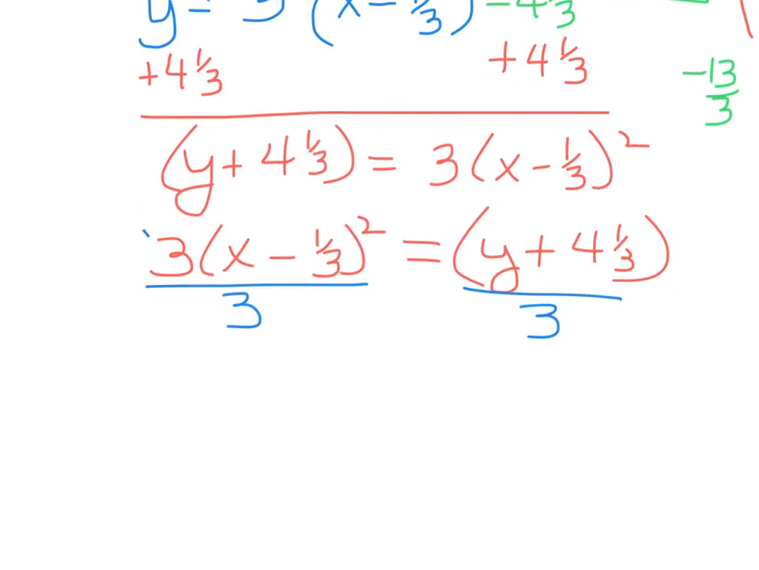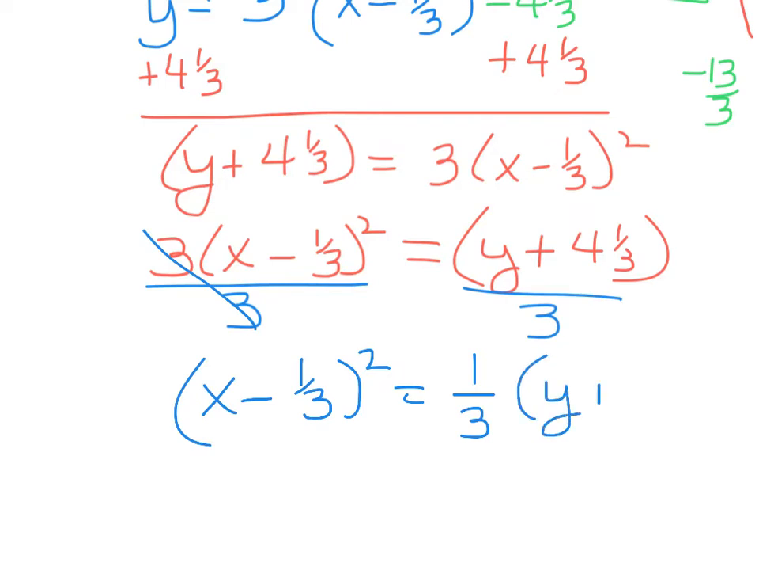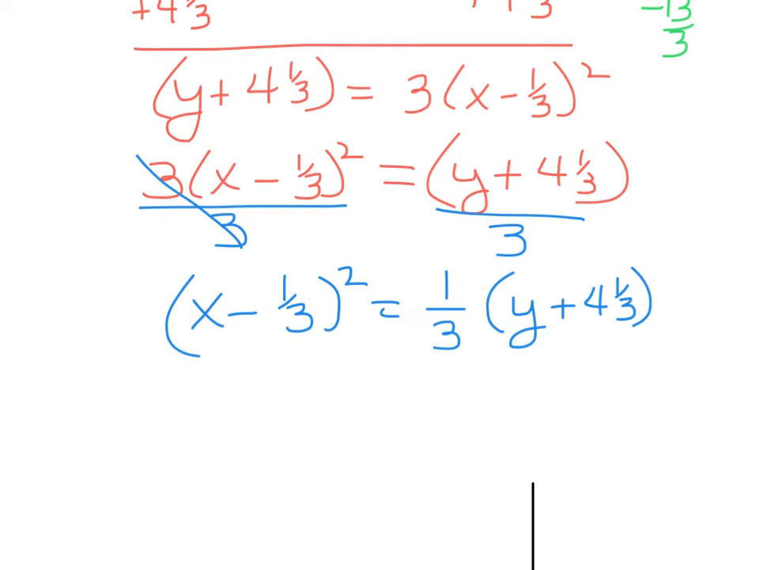So now this becomes (x minus 1/3) squared. And then again, remember I need a 4p, so I'm going to go ahead and put that as a 1/3, and then y plus 4 1/3. It's now in the correct form. I can pull my h and k out. This is h, this is k.